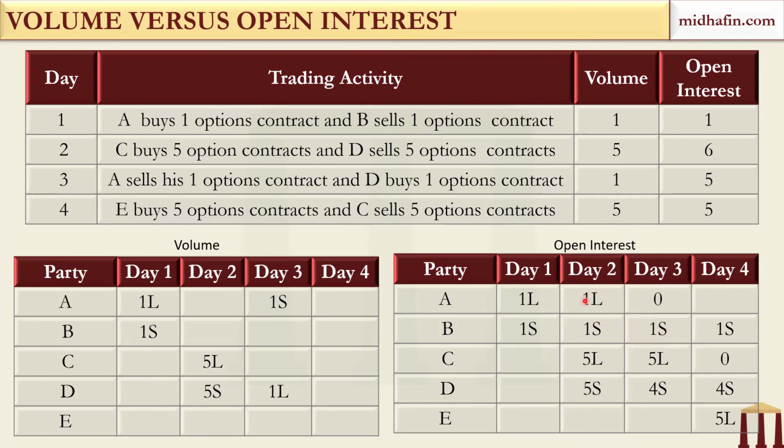Fine. So on day 3, what happens is that A sells his one options contract. So A was earlier in a long position in one contract. So when A has sold one options contract, it means A has actually offsetted this contract. Okay, so A's position is settled. That is why we have 0.